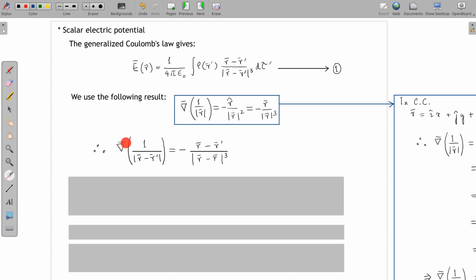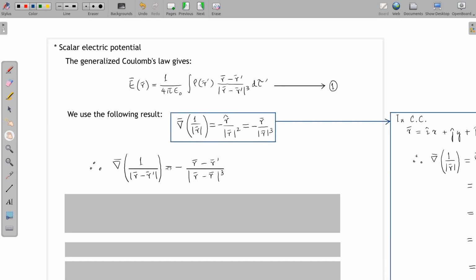After all, gradient is nothing but a differentiation with respect to position. So we are doing a differentiation with respect to position over here. And which position vector are we trying to differentiate? We are differentiating with respect to r, not with respect to r prime. So when you do that, we can just borrow this result from here. Gradient of 1 by modulus r minus r prime will be equal to minus, in the numerator the separation vector, which is r minus r prime, and in the denominator modulus r minus r prime whole cube.